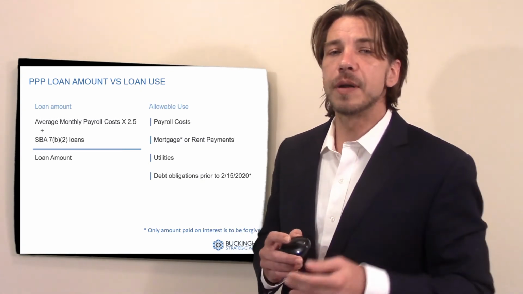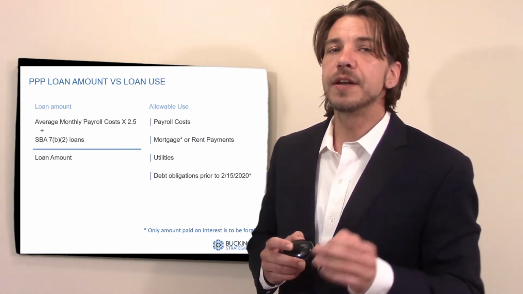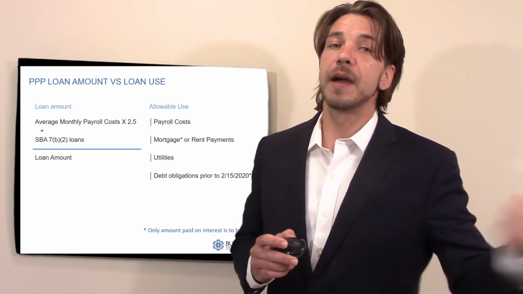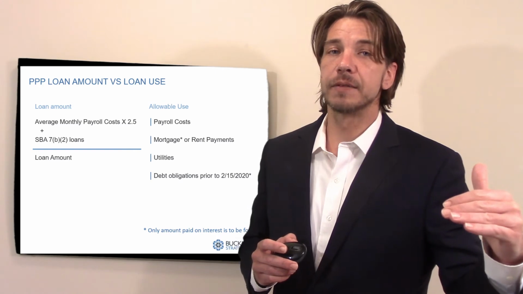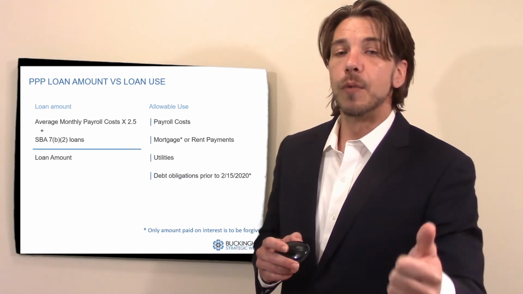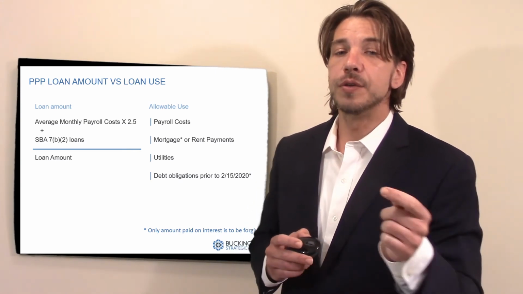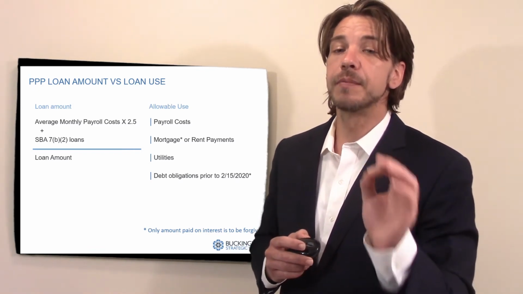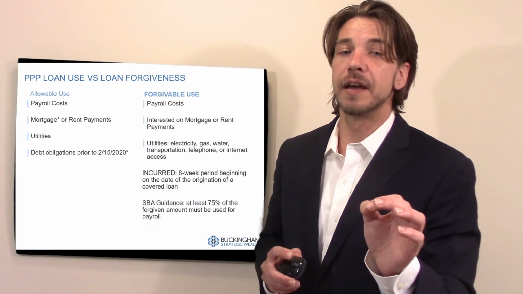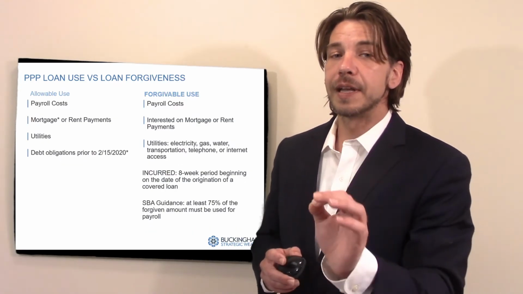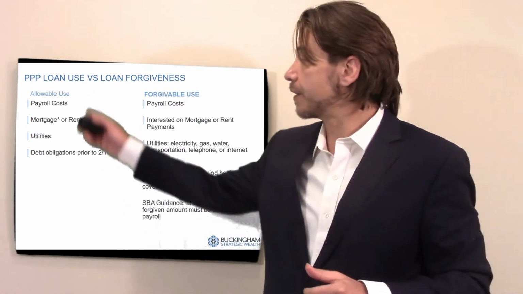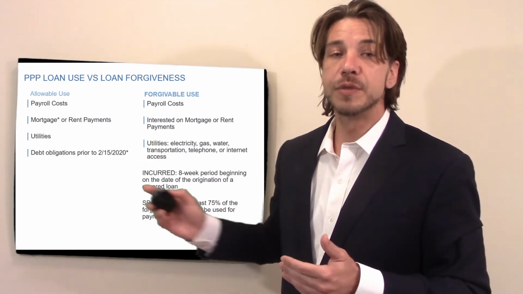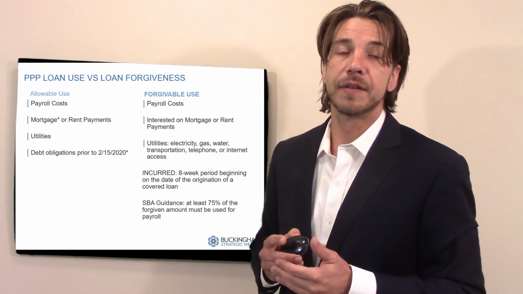Now, that's the loan amount. Let's talk about what we can use the loan for. So payroll costs, as defined by the Act, so that big long list of payroll costs that we can bring in, mortgage or rent payments, utilities, and debt obligations that you incurred prior to February 15th of 2020. So again, that allowable use now is over here: payroll costs, mortgage and or rent, utilities, and debt obligations.